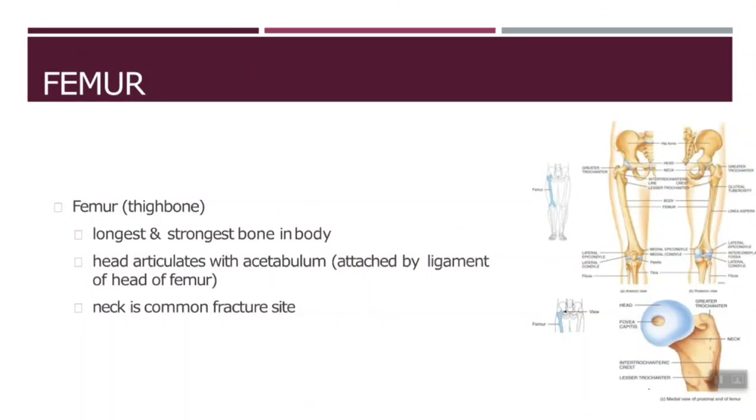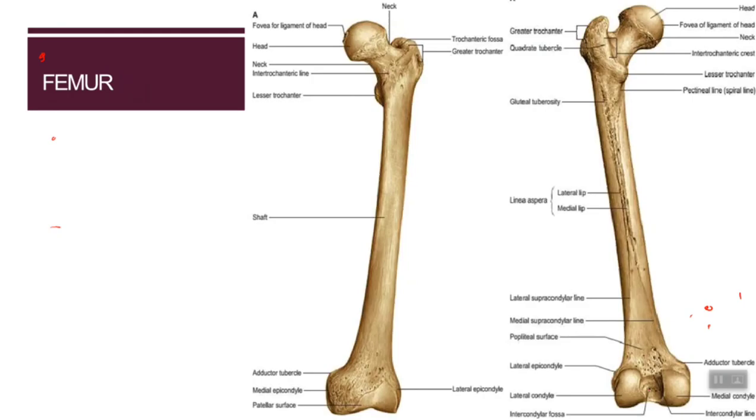Okay, now I want to talk about the femur. The femur is the longest and the strongest bone in the body. The head of the femur articulates with the acetabulum, making the hip joint, and the neck of the femur is a common fracture site in our body.